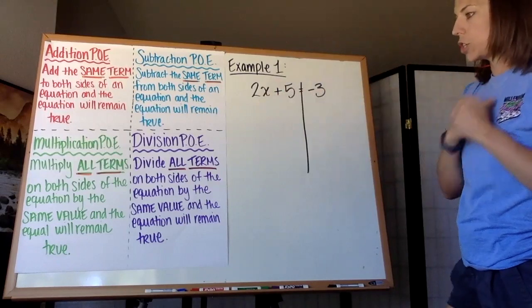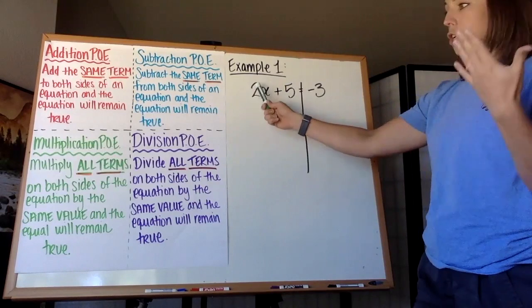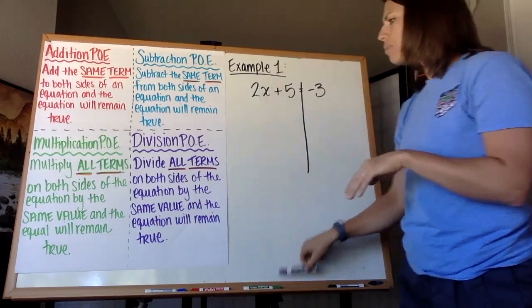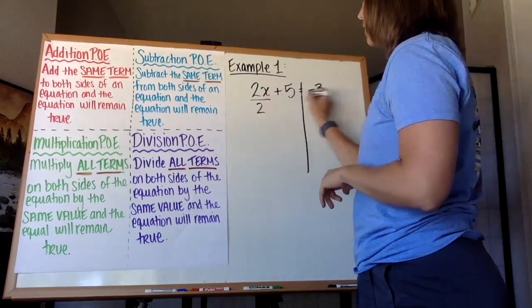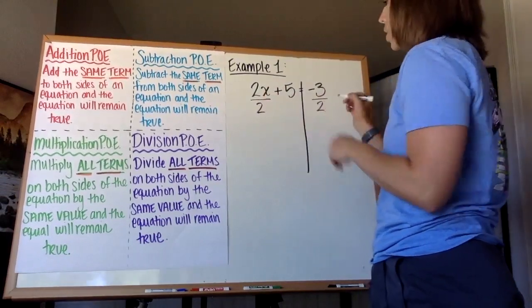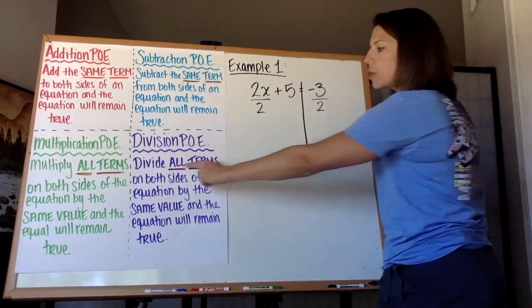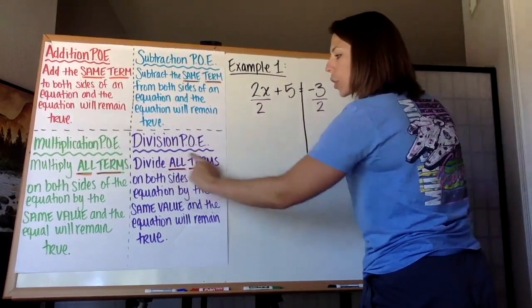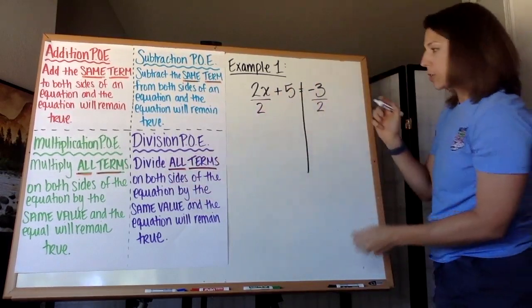I want to get rid of that 2. Well, how do I do that? To make a big 1 out of 2, I have to divide. So you think to yourself, okay, I'm going to divide both sides by 2. But hold on, what does the division property of equality state? You have to divide all terms, meaning you also have to divide the 5 by 2.